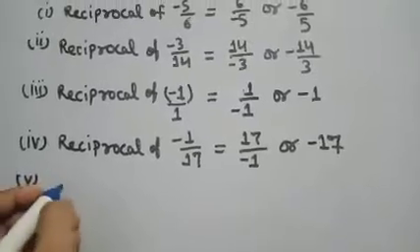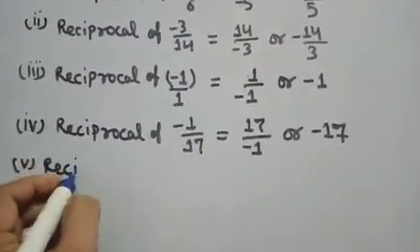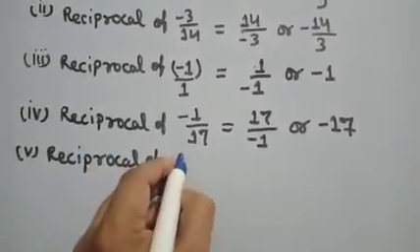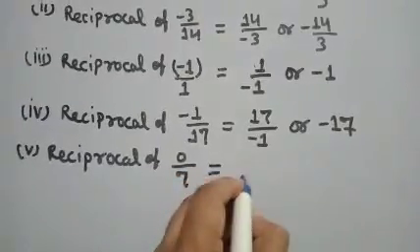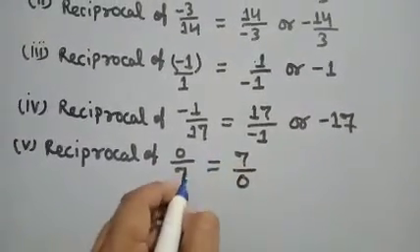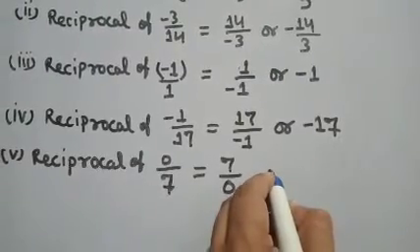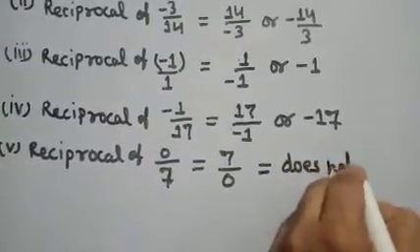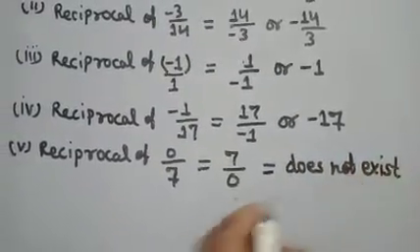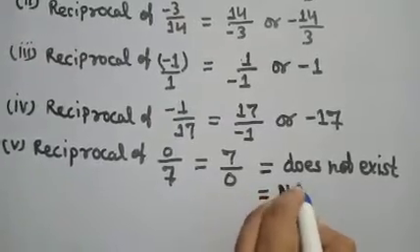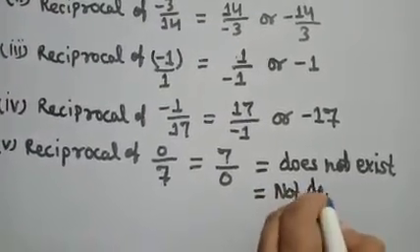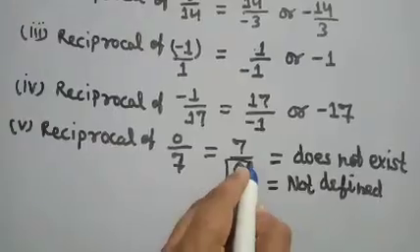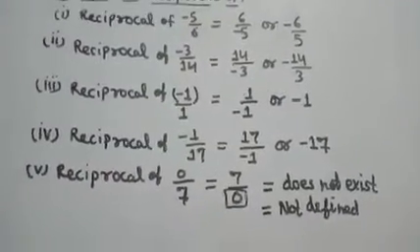The last part of this, a very important part, reciprocal of 0 by 7 is called 7 upon 0, is equal to does not exist. Does not exist or not defined. Not defined because 0 will never come in the denominator.